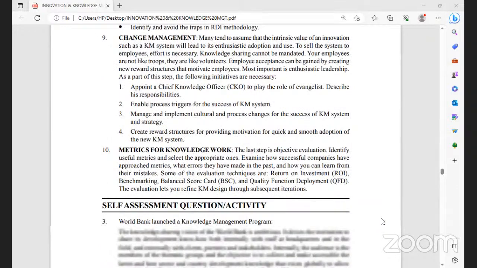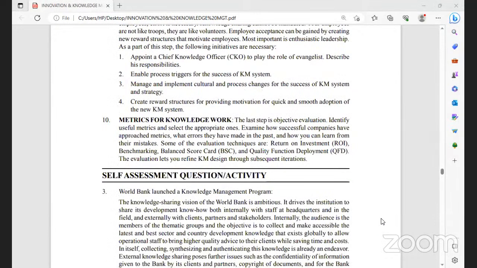Next point is metrics for knowledge work. Metrics here means quality measurements. The last step is evaluation. Identify useful metrics and select the appropriate ones. Examine how successful companies have approached metrics, what errors they have made in the past, and how you can learn from their mistakes. Some of the evaluation techniques are return on investment, that is ROI, benchmarking, balanced scorecard method, BSC method, and quality function deployment, QFD method.